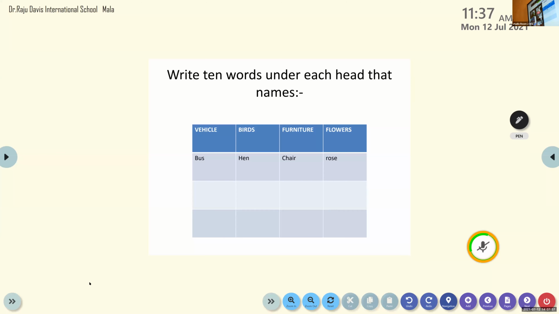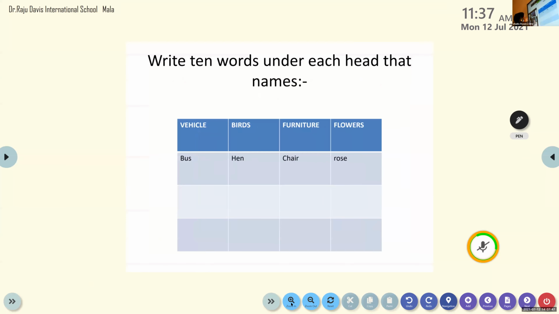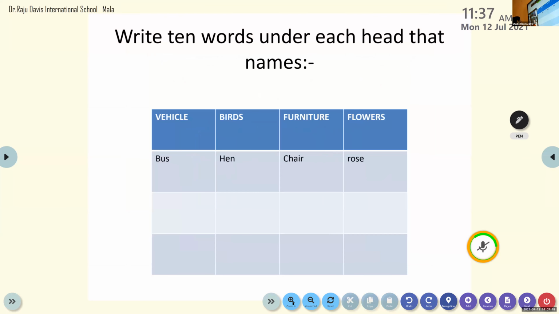Adinath, come on. Give me a name of a vehicle. Bus is already there. Other than that. Car. Car, very good. So all of you please do write it. C-A-R. Car. Very good. Now let's move on to the next person. All of you turn on your videos.